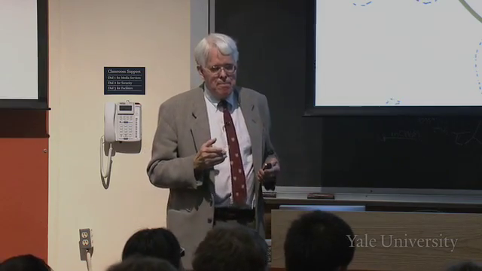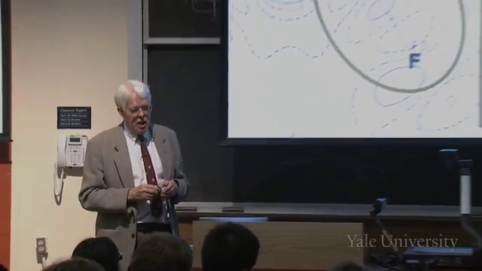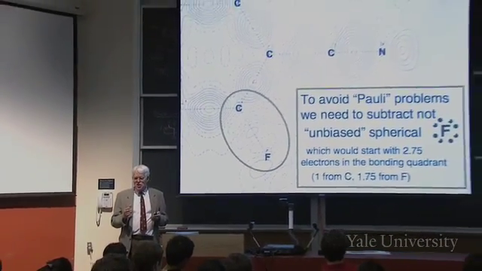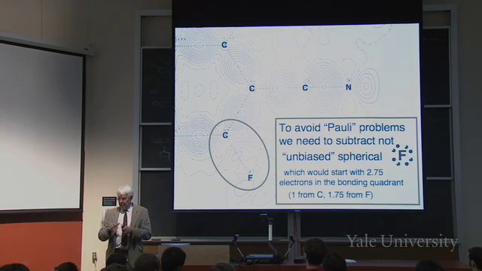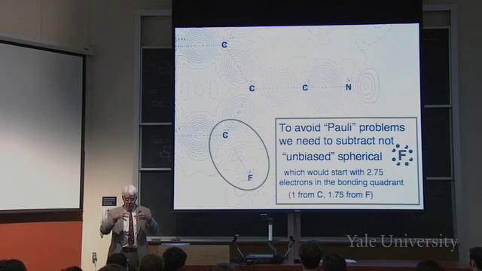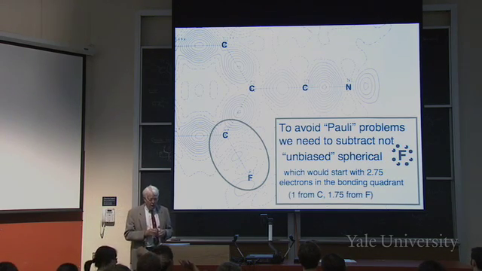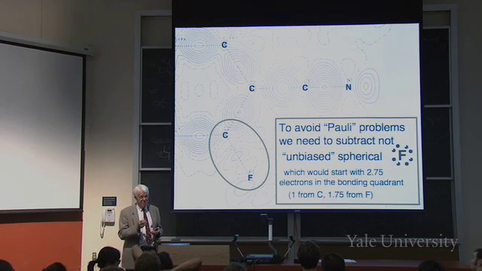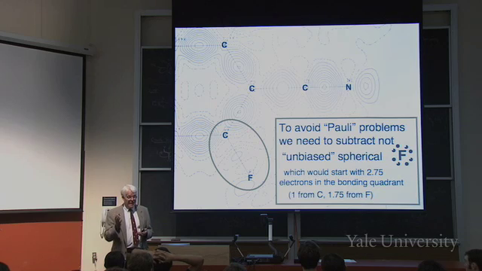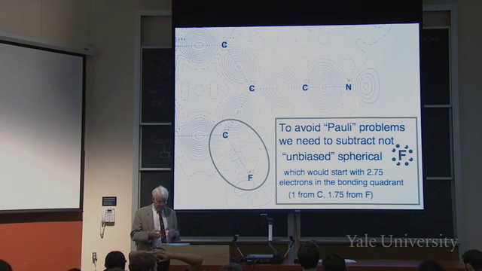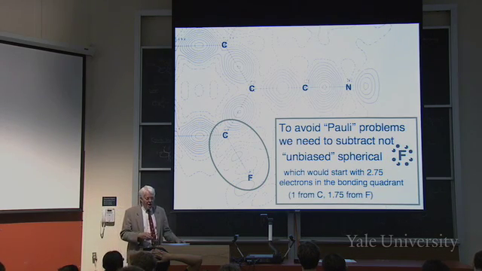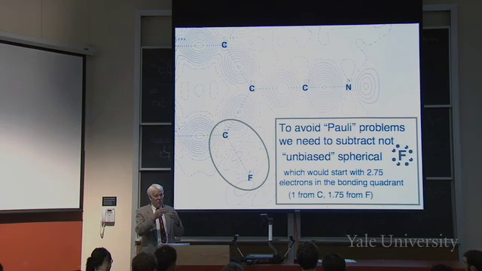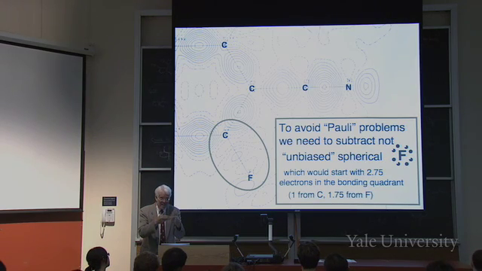Now, to avoid Pauli problems, and this isn't the time to discuss what those are, we need to subtract not an unbiased spherical fluorine atom, which, if you count up how many electrons there are on fluorine, each quadrant of space around fluorine, of which there will be 4, each quadrant will have 1 3/4 electrons in it, right? You multiply that by 4 and you get 7 electrons, which is the valence electrons of fluorine, right? But you can't have 1 3/4 electrons from fluorine and also an electron from carbon in the same place. That's too many electrons in the same place, right?